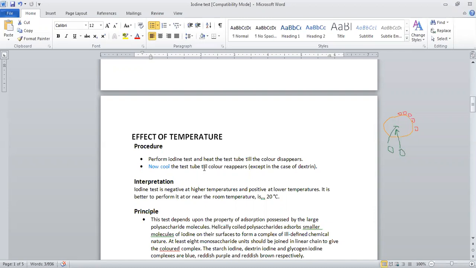Again you cool down the test tube. At low temperature, at room temperature, the iodine molecules would attach to the surface of the polysaccharide and make a physical complex. And that complex formation would give the solution blue color again. This is how we can identify and detect the polysaccharides in the sample by the iodine test.